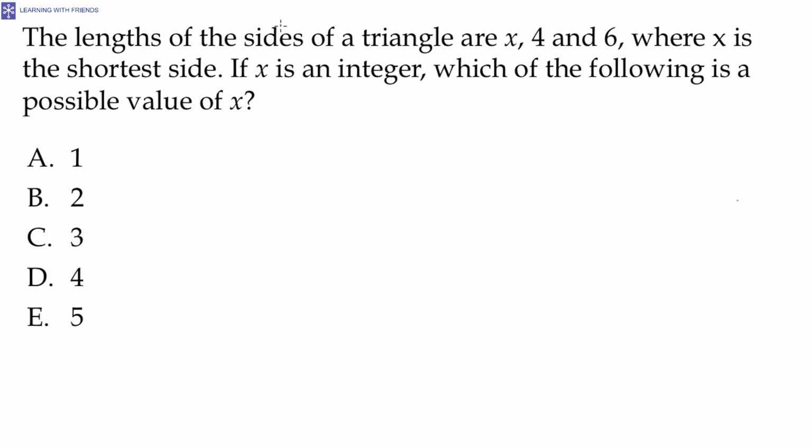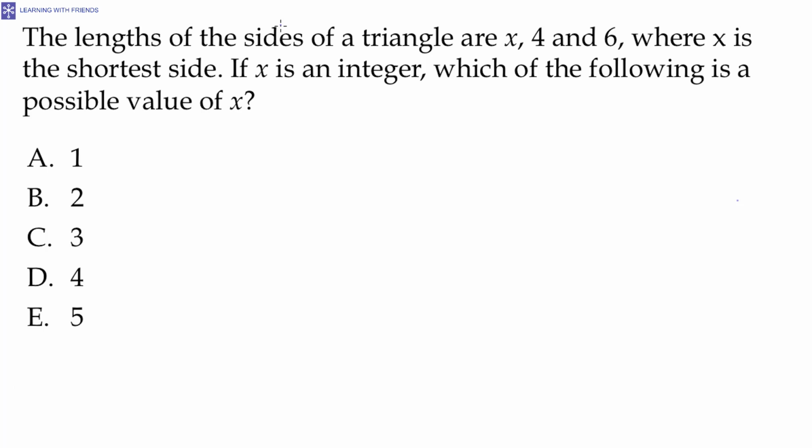So the first GMAT question that we'll see is given on the screen. Let's read the question. The lengths of the sides of a triangle are x, 4 and 6, where x is the shortest side. If x is an integer, which of the following is a possible value of x? And we are given 5 options, A, B, C, D and E, with 5 values ranging from 1 to 5. So we need to find out what is the possible value of x.